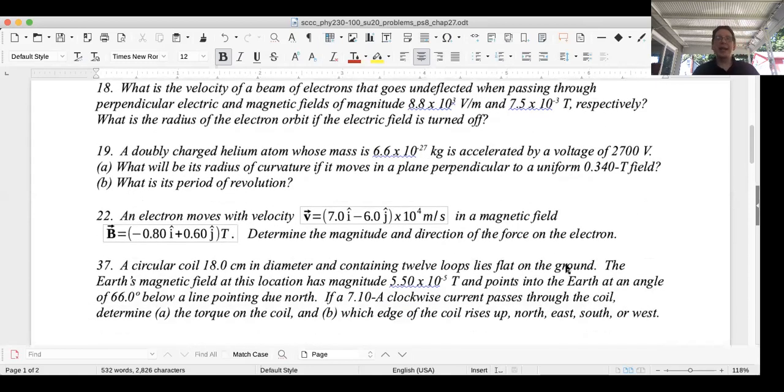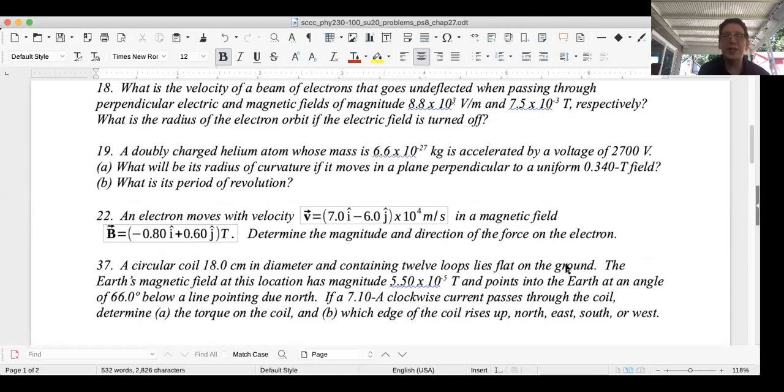Which brings us to number 19. A doubly charged helium atom whose mass is 6.6 times 10 to the negative 27 kilograms is accelerated by a voltage of 2700 volts. What will be its radius of curvature if it moves in a plane perpendicular to a uniform 0.340 Tesla field? So you're using the potential difference to figure out what velocity the helium atoms get. And then you figure out the radius of curvature, and then what is its period of revolution.